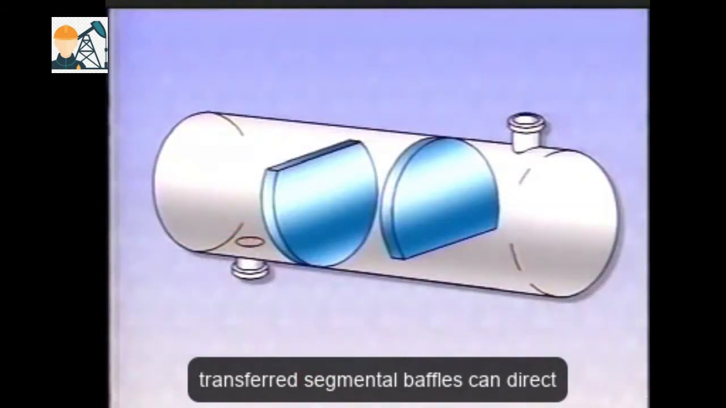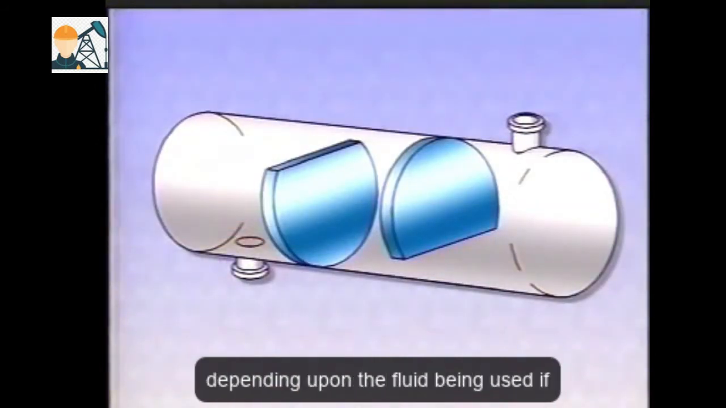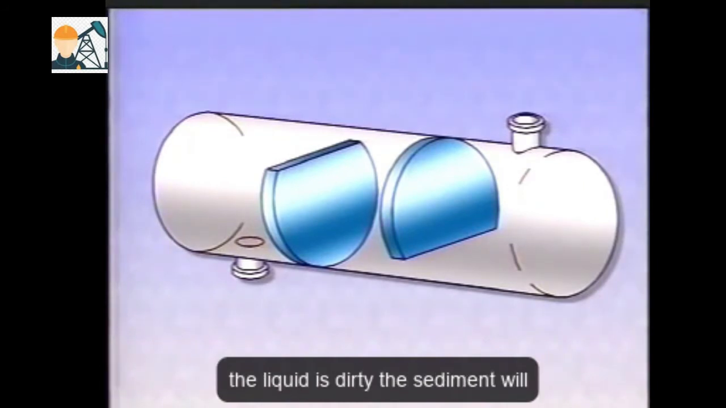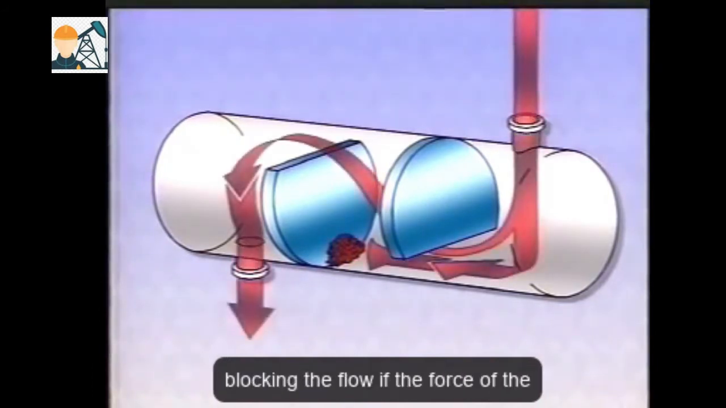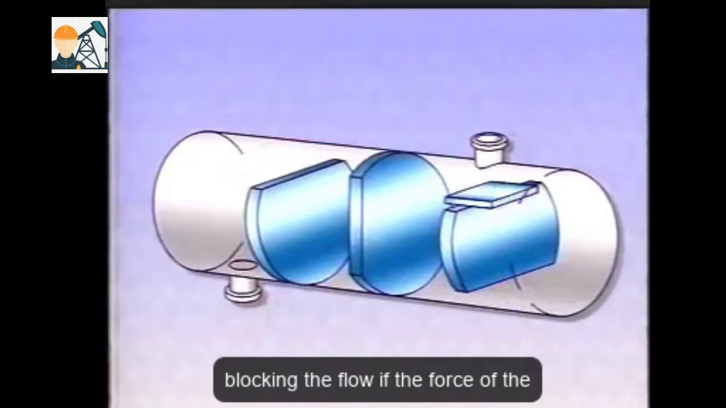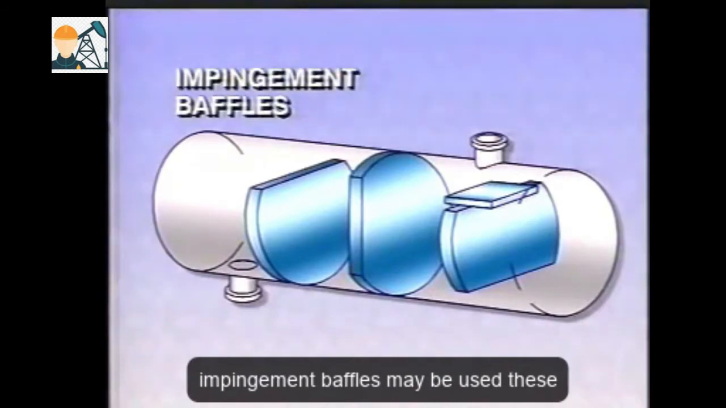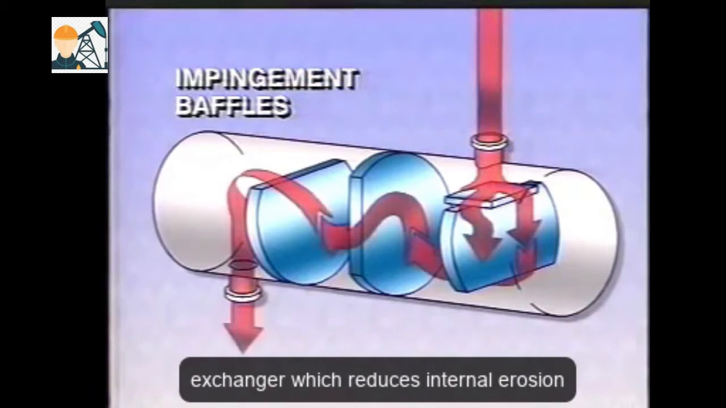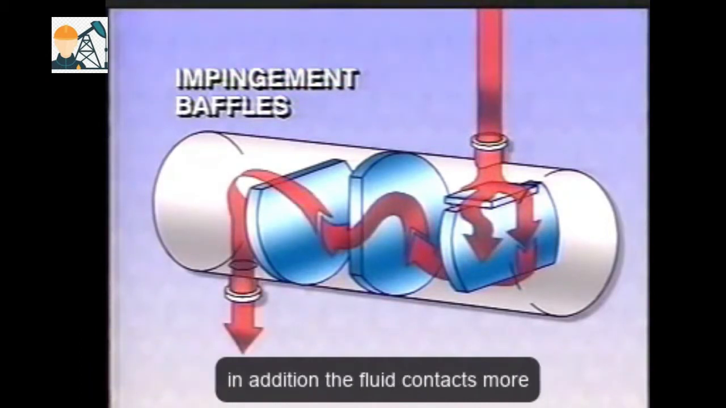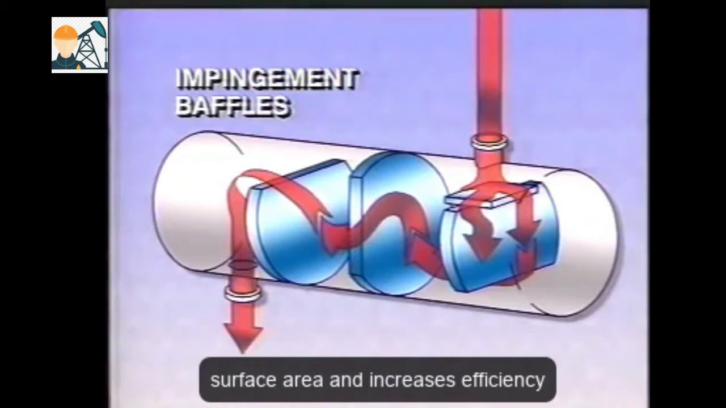Segmental baffles can direct the flow to be horizontal or vertical depending upon the fluid being used. If the liquid is dirty, the sediment will often build up behind a horizontal baffle. This decreases efficiency by blocking the flow. If the force of the fluid entering the shell is too great, impingement baffles may be used. These baffles direct flow to the sides of the exchanger, which reduces internal erosion. In addition, the fluid contacts more surface area and increases efficiency.